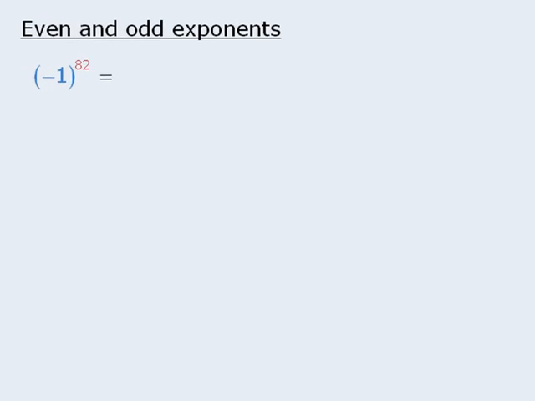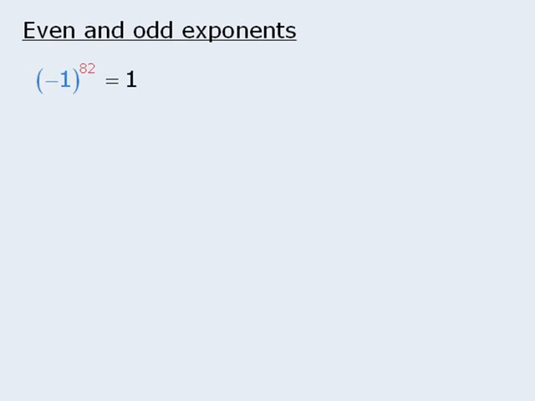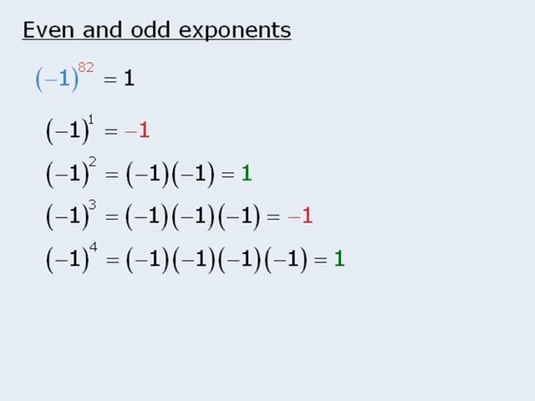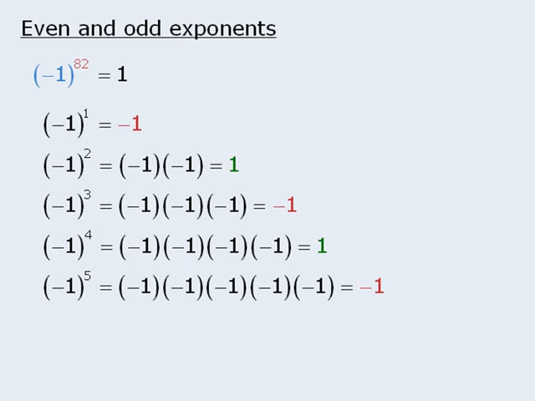The next property concerns even and odd exponents. Now, to set this up, what is the value of negative 1 to the power of 82? Well, if you said 1, you're right. One way to evaluate this is to multiply negative 1 by itself 82 times. Or we can evaluate this by making a few observations. First, notice that negative 1 to the power of 1 equals negative 1. Negative 1 to the power of 2 equals 1. Negative 1 to the power of 3 equals negative 1. Negative 1 to the power of 4 equals 1, and so on.